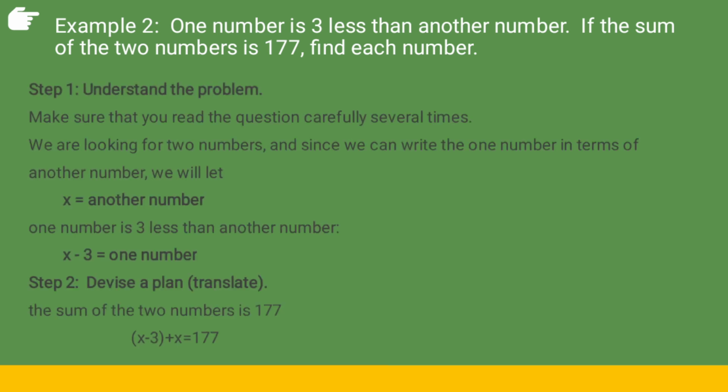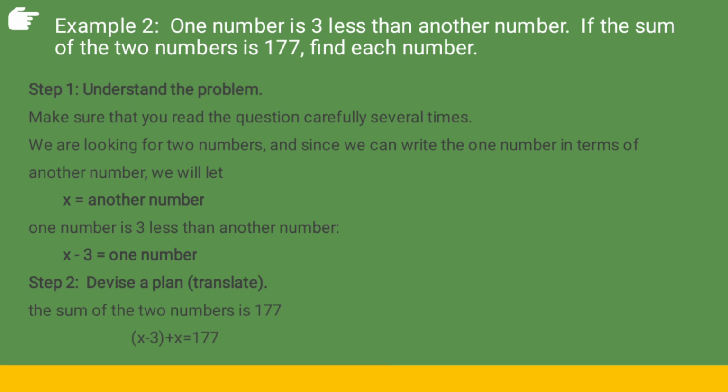First, we need to understand the problem. Make sure that you read the question carefully several times. So we are looking for two numbers, and since we can write the one number in terms of another number, then we can let x be the so-called another number. And one number is 3 less than another number. That's why we have x minus 3 as the so-called one number.